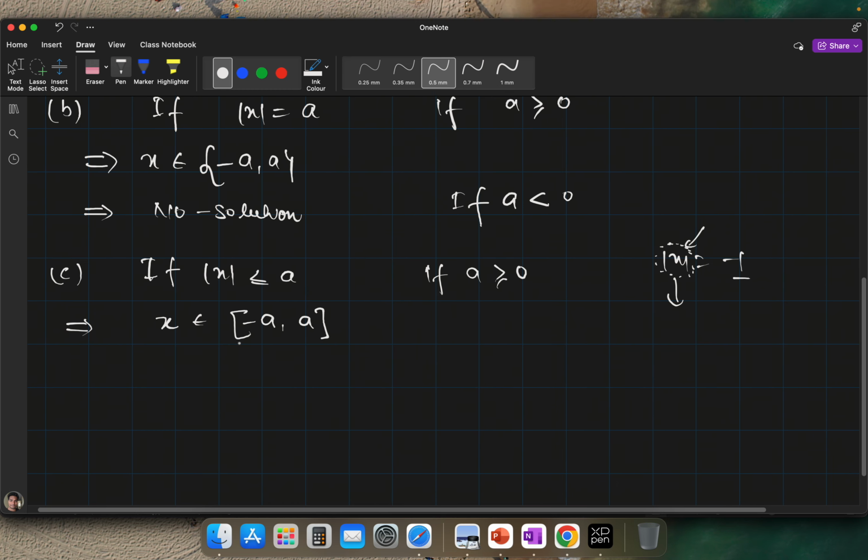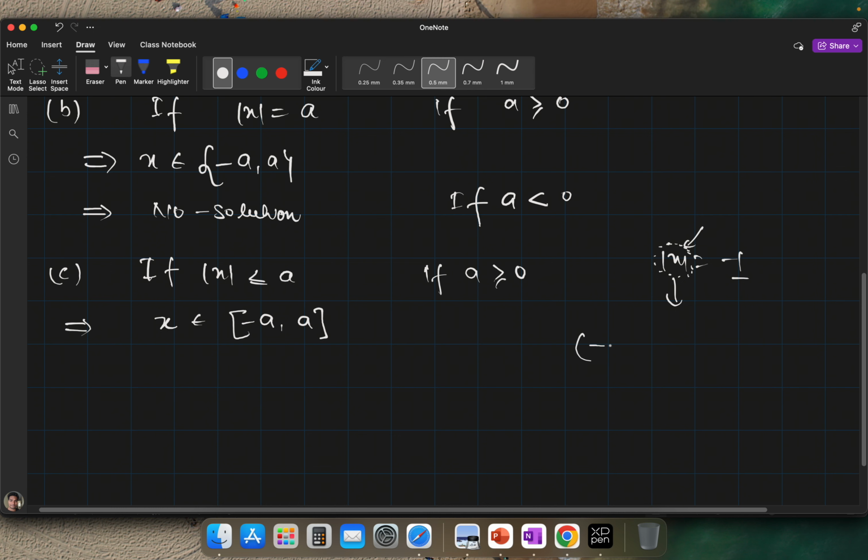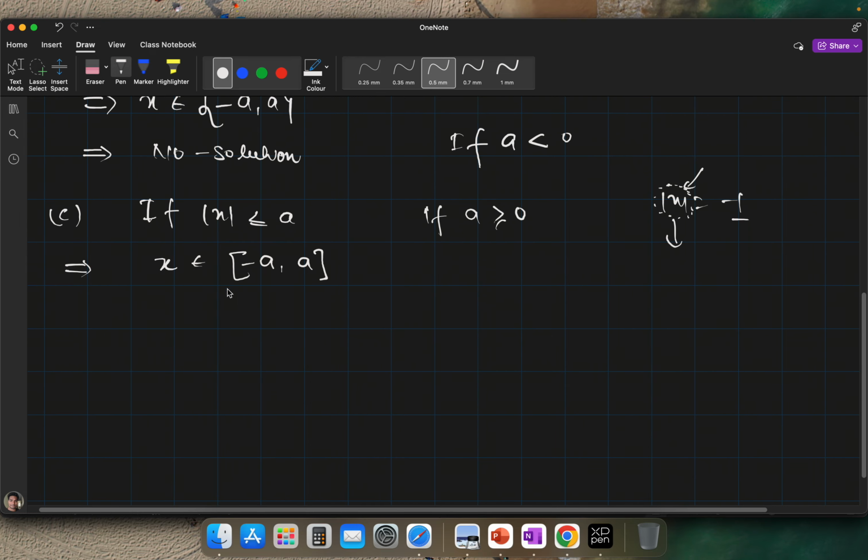Here there is a square bracket, which means that I am including a also. If suppose something is written like this, it means that I am not including minus a, but I am including plus a. So this convention you have to follow here. Now if a is positive, then this is the solution.